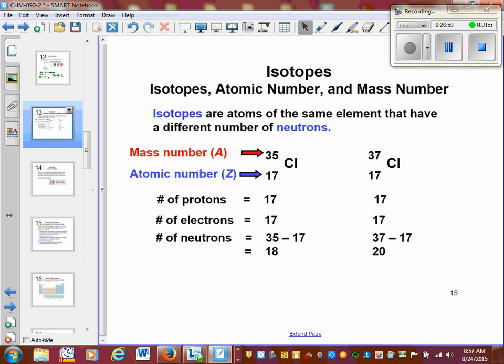We have chlorine 37, a different isotope. Notice the atomic numbers are the same. They have to be the same for it to be chlorine. 37 minus 17 is 20. So here we have some chlorine that weighs 35, and some chlorine that weighs 37. Well, chlorine in nature weighs 35.45. It's a combination of the two. Not 50-50, it's a weighted average. I think it's like 80% chlorine 35, 20% chlorine 37.